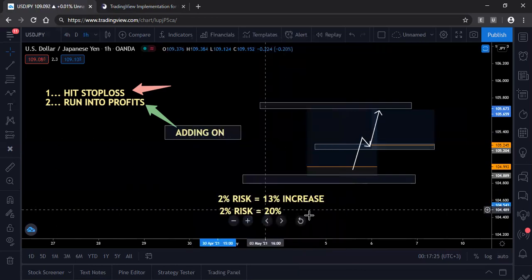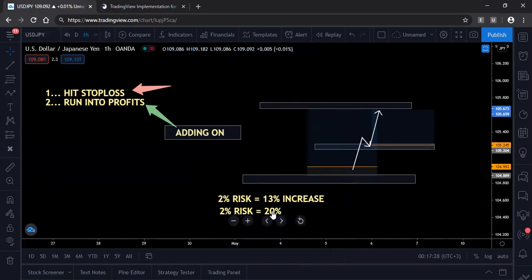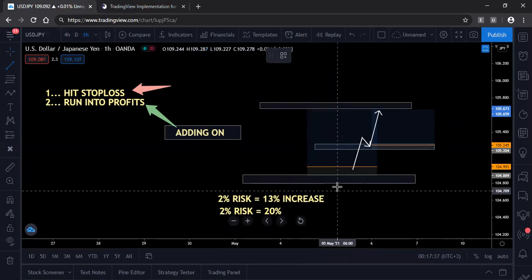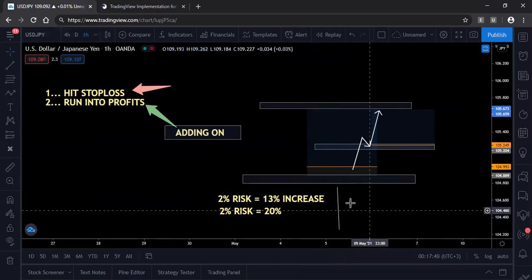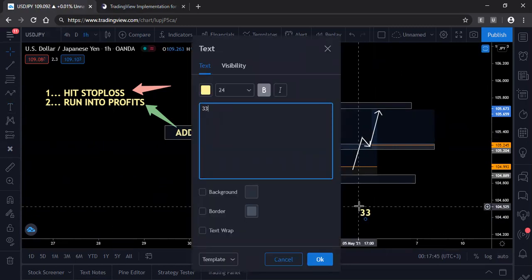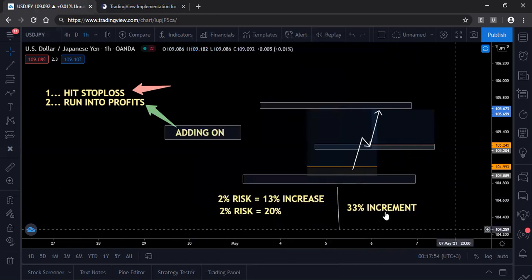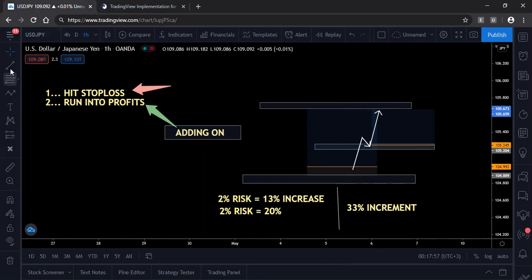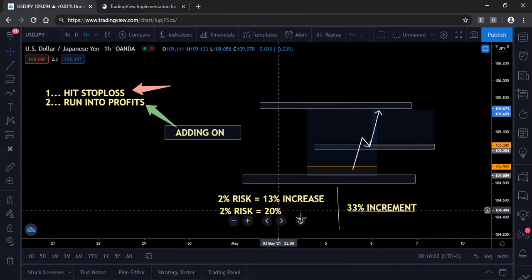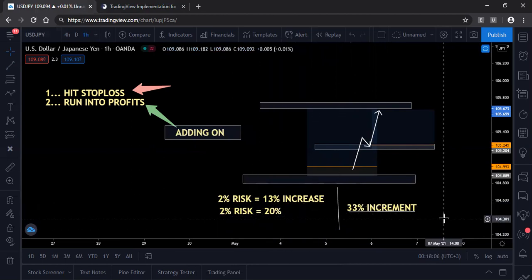So you're actually going to make an extra 20% of your account just by adding on. Now in total, you're going to make a 33% increment in your total account just by one trade. 33% increment just because of adding on, right? But if you didn't add on, you could have ended up with just 13%. You could have left this 20% on the table. That's the advantage of adding on.